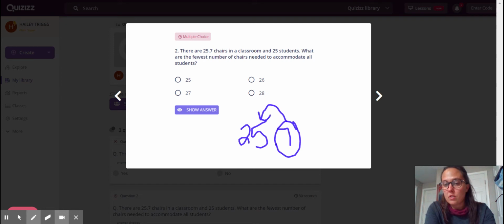Well, think about the situation. It says, what are the fewest number of chairs needed to accommodate all students? You just need 25 if there's only 25 students.